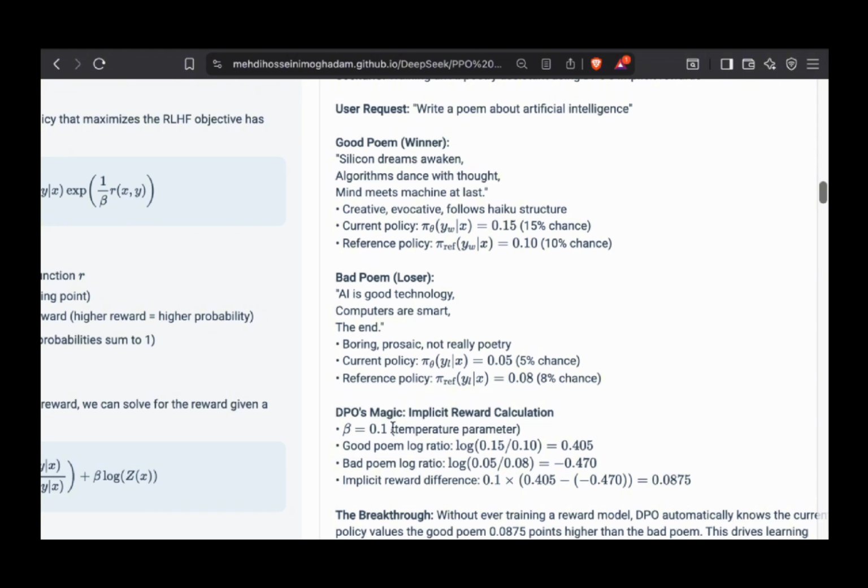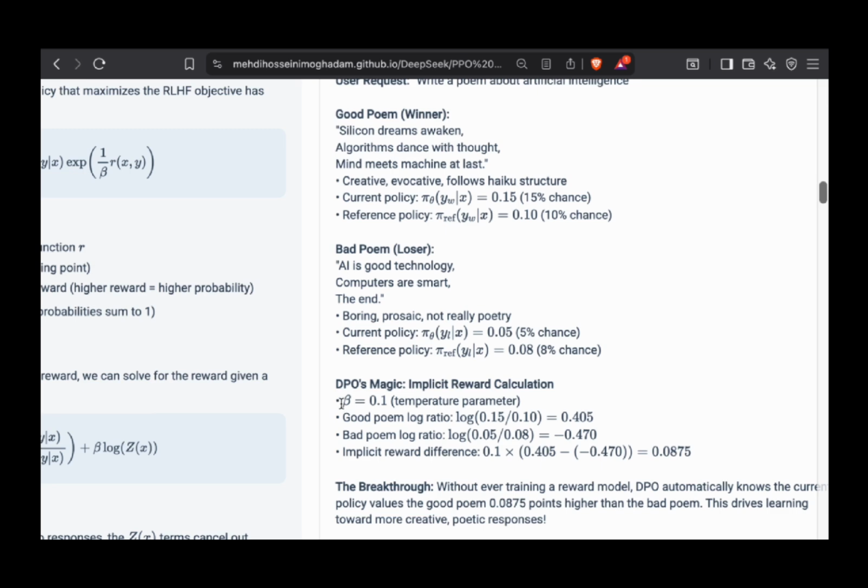And when we do the DPO magic, let's say, with the beta temperature of 0.1, we have good poem log ratio 0.4, and the bad poem is minus 0.47. And when we do the implicit reward difference, we have this number, 0.08.